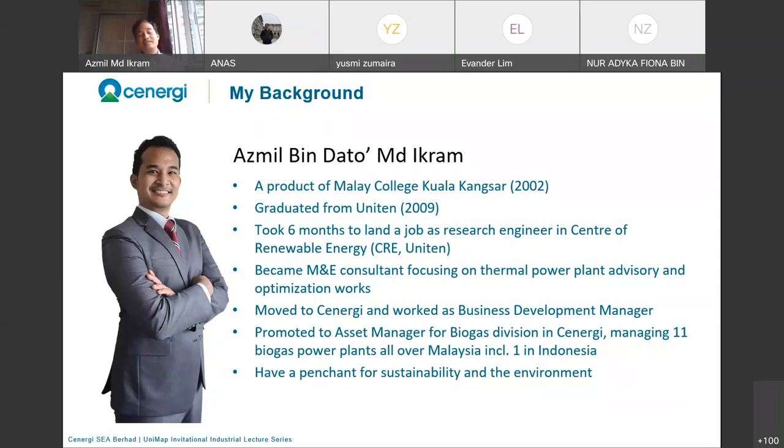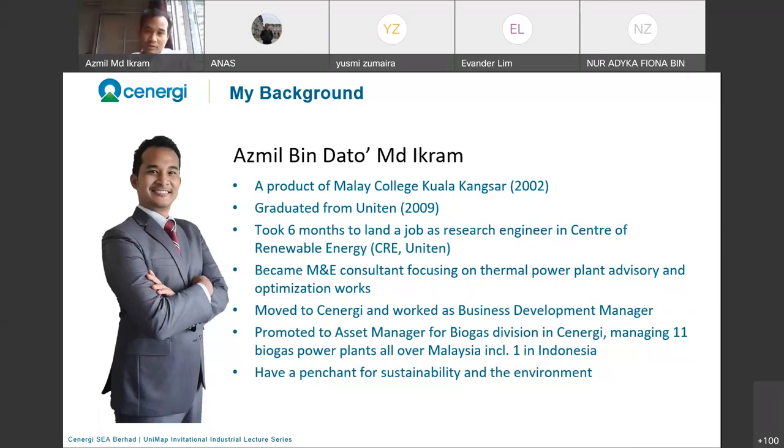So right now I am in Synergy. I started off as a business development manager, and now I am an asset manager managing 11 and counting biogas power plants all over Malaysia and one in Indonesia. Right now it's 11, and most probably in another couple of years it will grow to 17. Synergy is also a renewable energy company, a subsidiary of our sovereign wealth fund, and it's a private limited company. Other than biogas, we have solar, energy efficiency, and we go into sustainability and other renewable energy initiatives. So yes, basically that's about me.